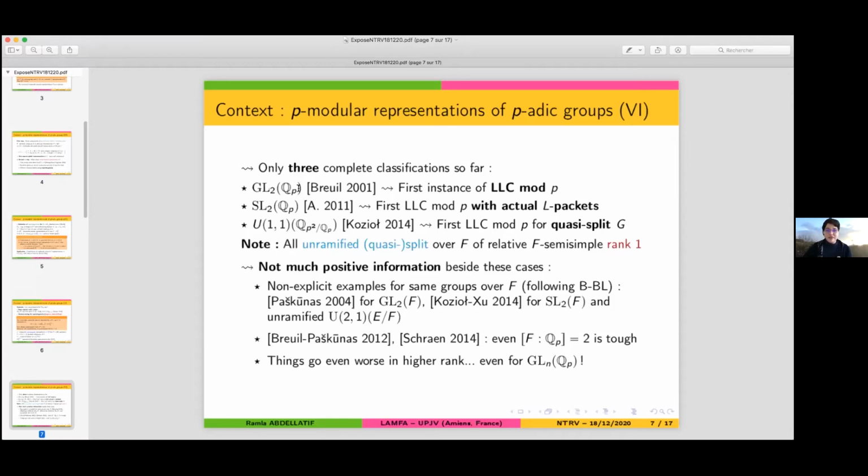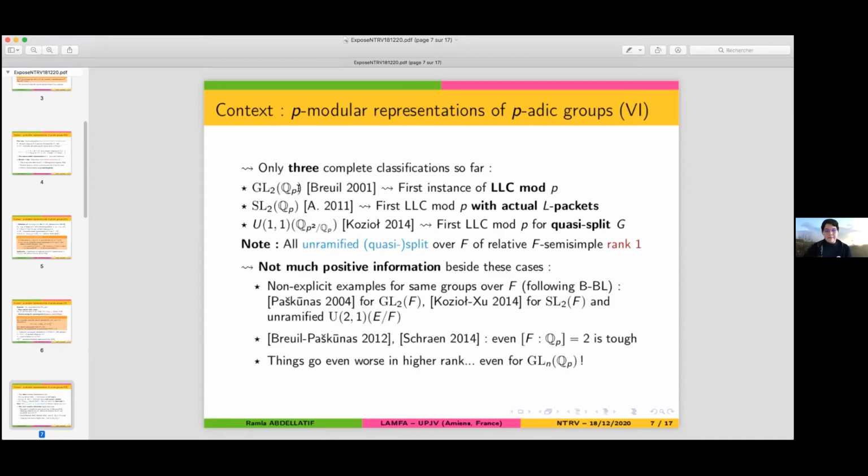And the thing is that even for GL2(F), when F is not Q_p, we don't know how to do it. So there is a very big work of Breuil and Paskunas in which they construct families of supersingular representations. And when F is not Q_p, they have far too many families compared to what we have on the Galois side to expect to find a natural local Langlands correspondence between them.